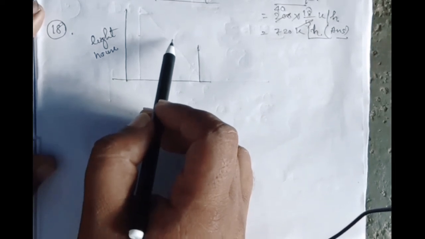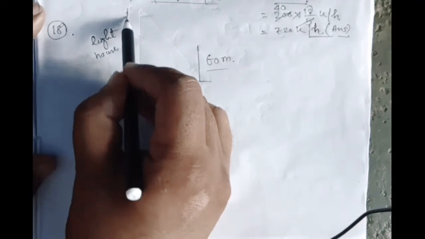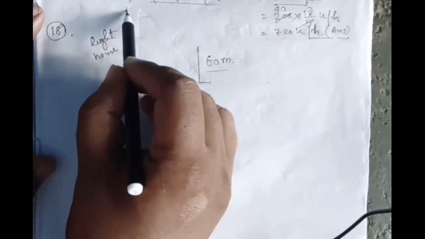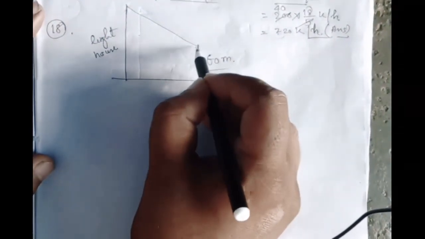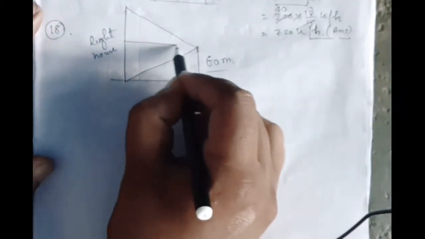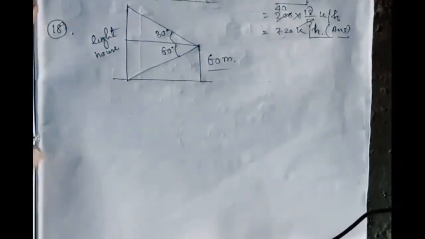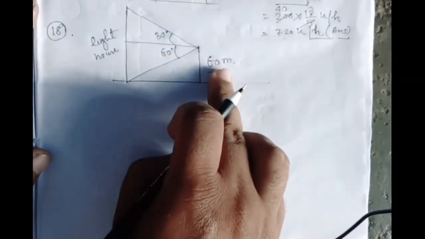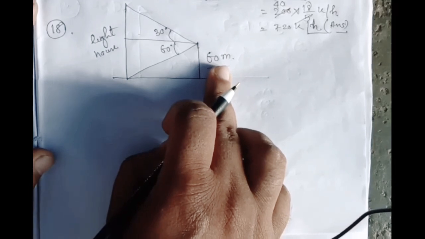Now it's given that the angle of elevation and depression of top and bottom are 30 degree and 60 degree. So this is 60 meter high. The angle of elevation is 30 degree and the angle of depression is 60 degree. Means this is 30 degree, this is 60 degree. Understood? And this is 60 meter high. Find the difference between the heights of the lighthouse and the building.